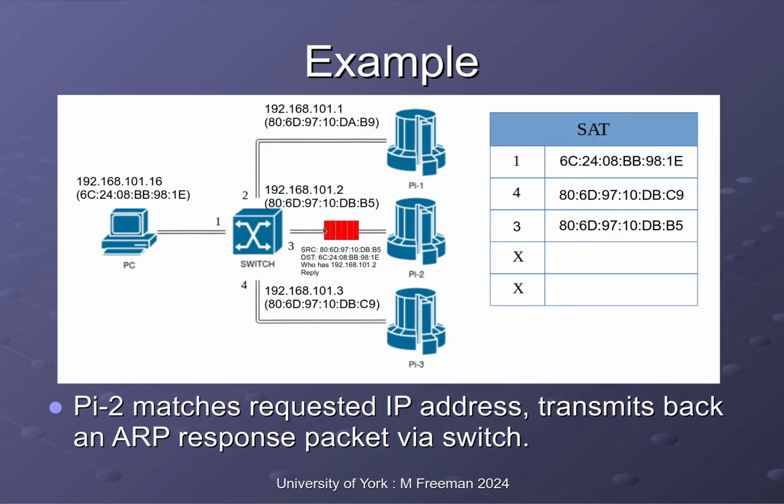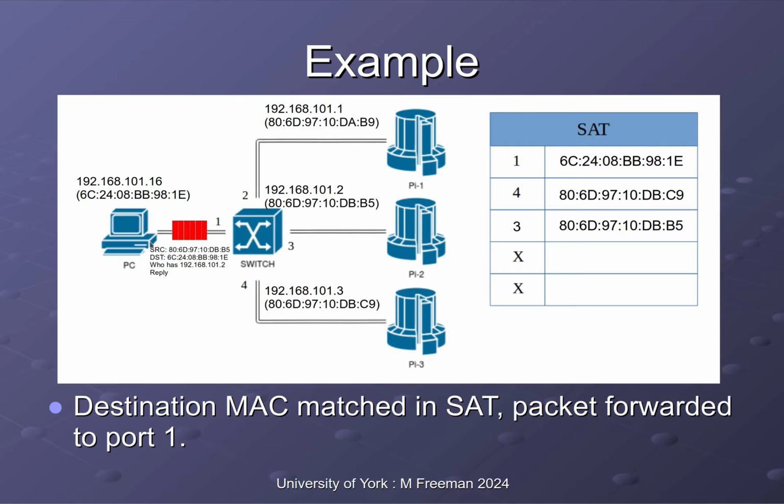So the first thing the switch will do, obviously, it will receive that packet, it will buffer that packet, and it will look at the source MAC address and go, right, is this in my SAT table? And it'll go, no, it's not. So I haven't seen this source MAC address before, so it'll add it to its lookup table here. It will also look at the destination MAC address and go, right, have I seen this before? Yes, I have. So because there's a match, it will send this packet out on port 1 to the PC. It won't send it to Pi1 or Pi3 because there's no point. So it has learned where that destination is by observing the source MAC addresses.